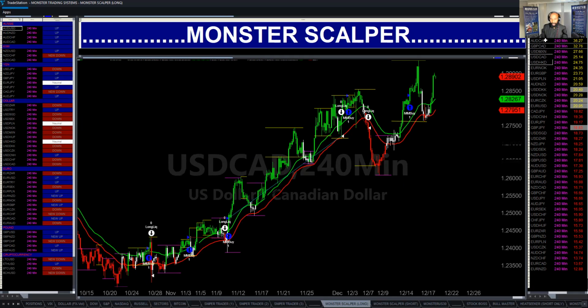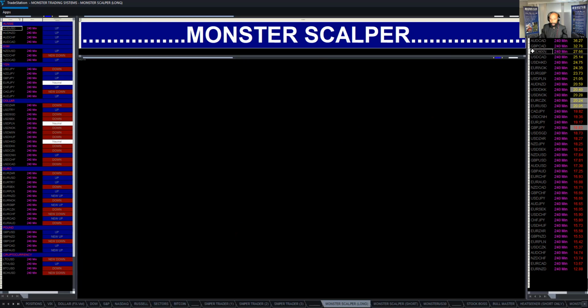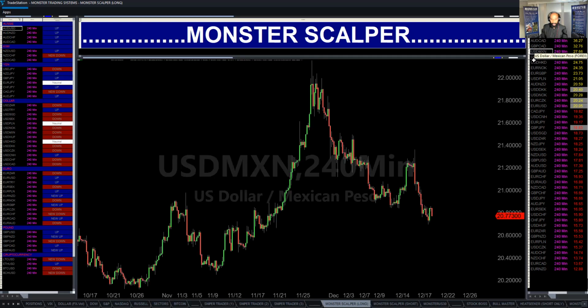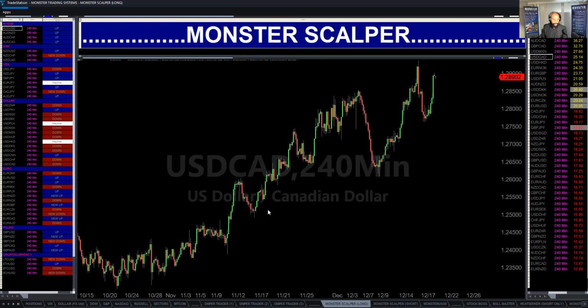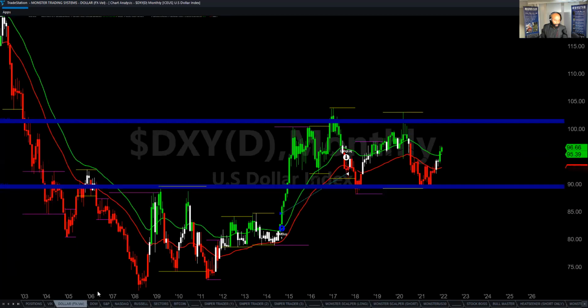So the Turkish pairs, CAD pairs, and then the dollar pairs. I would wait to see what's going on here with the dollar pairs. Remember, the dollar index here is moving higher, and we had some really good trades with the dollar pairs. So keep an eye on those dollar pairs.